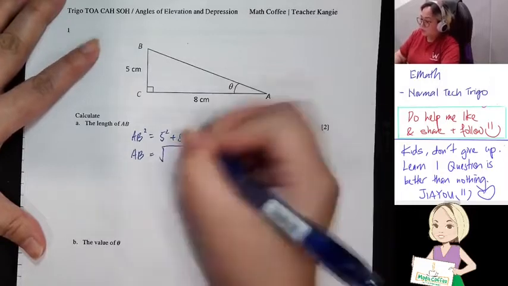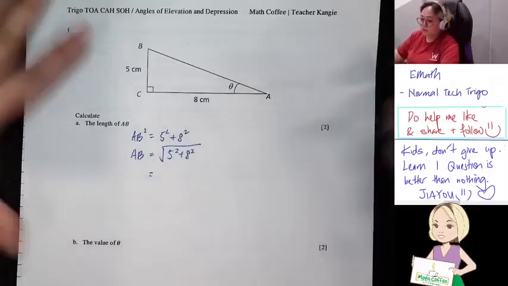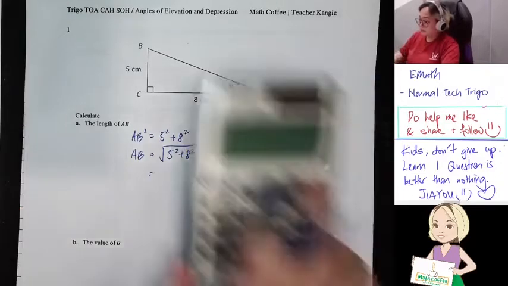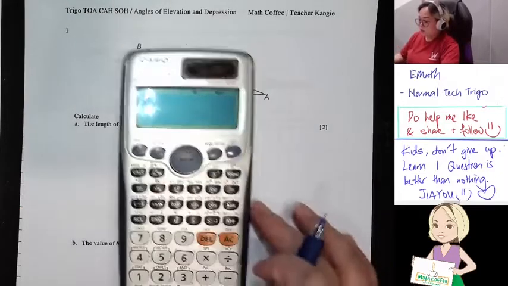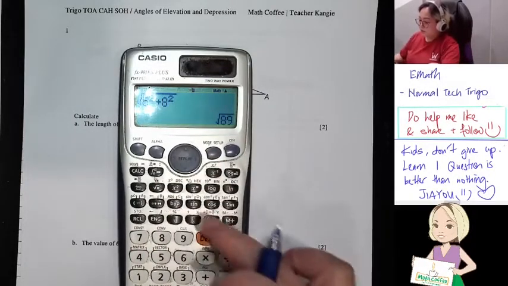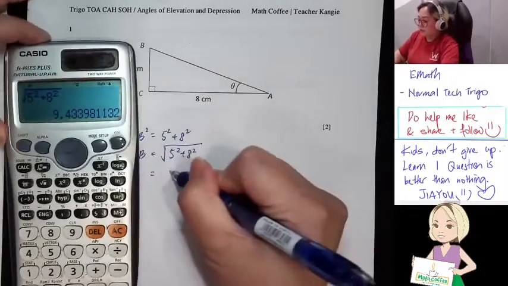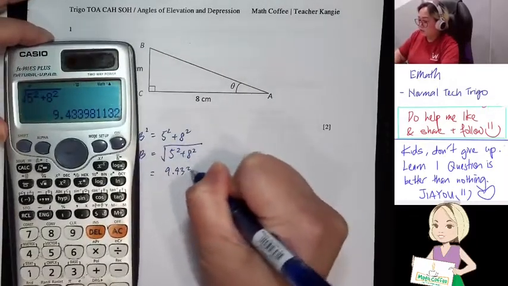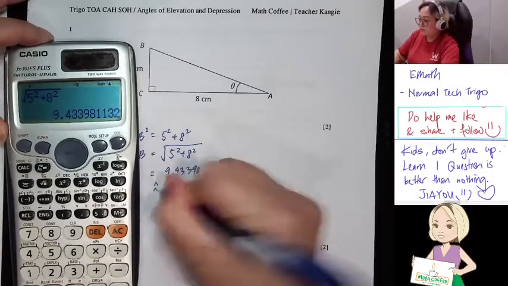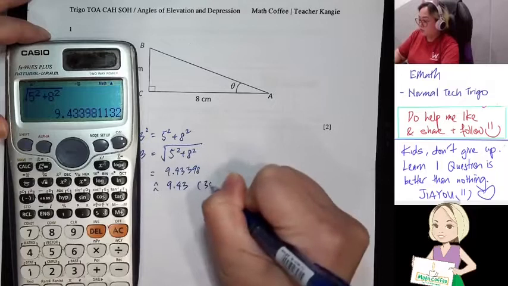Okay, so we will square root 5 square plus 8 square. This whole thing you can just press on the calculator. So we have square root of 5 square plus 8 square, and then press equal. So I get 9.4339. We always write the long one, 9.43398, and then round it off to 3SF. So it's 9.43, 3SF.